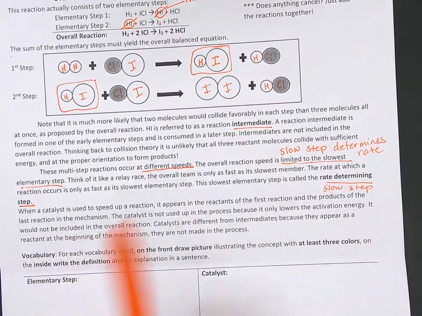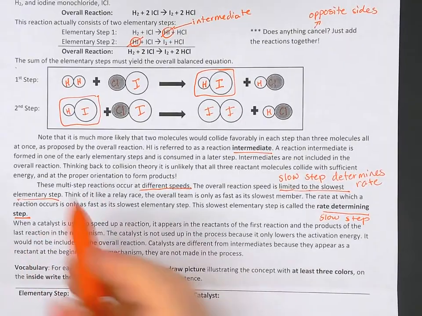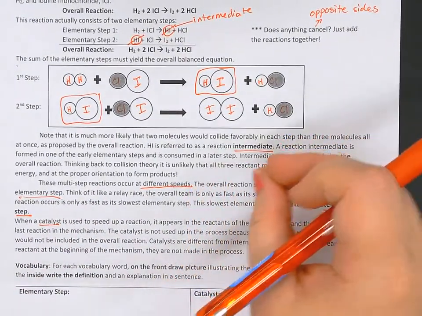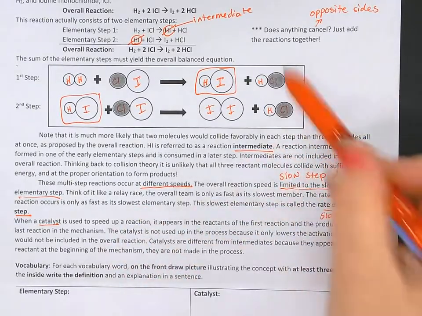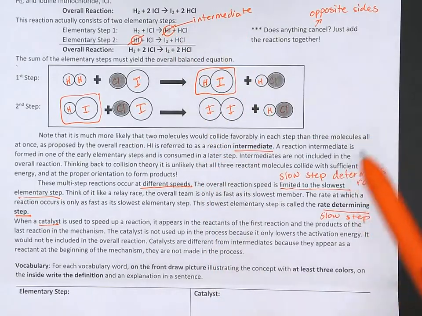All right, now one thing that's not mentioned or shown in this reaction is a catalyst. We've talked about a catalyst being something we can add to the reaction in order to make the reaction speed up, go faster, and it creates a different pathway. So it would alter the pathway of the reaction.